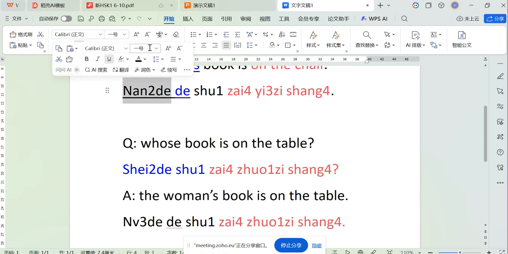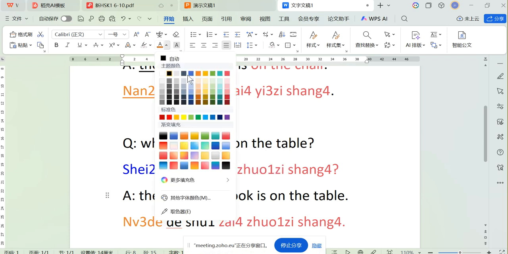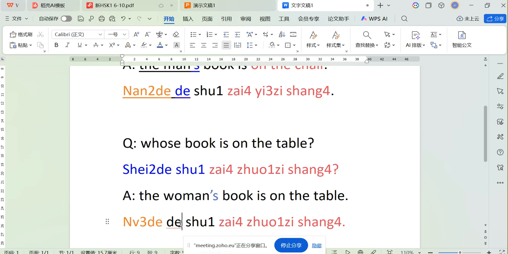Man, 男的。 Woman, 女的。 对. And why do I repeat again? Because 你的、我的、他的 means the thing belongs to someone. Got it? Clear?